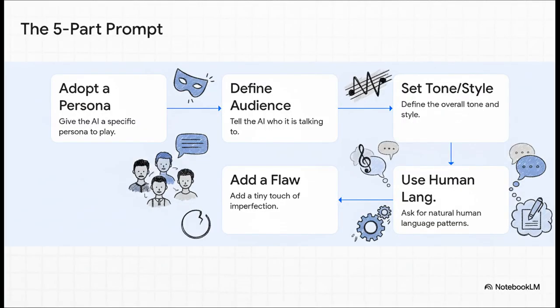And here it is. The whole thing is built on 5 core pillars. First up, you give the AI a persona to play. Second, you tell it exactly who it's talking to. Third, you define the tone and style you're going for. Fourth, you specifically ask for human language patterns. And finally, and this is my favorite part, you ask for just a little touch of imperfection.